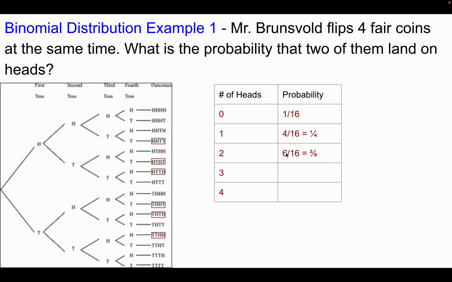And that's actually the answer to the question, so we'll come back to that at the end, because that's what I was asking. What's the probability that 2 of them land on heads? I'm going to do the entire distribution here, because I'm going to ask some more questions later and it'll be useful to have that entire distribution written out.